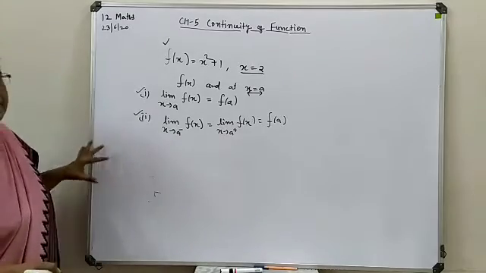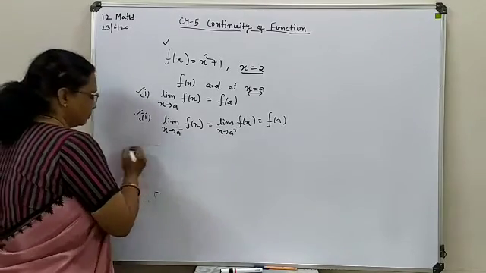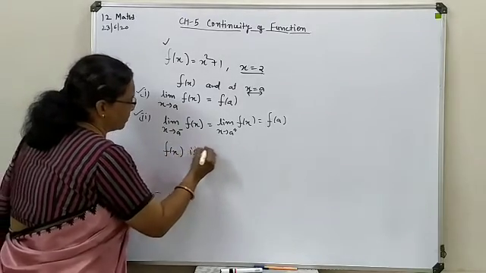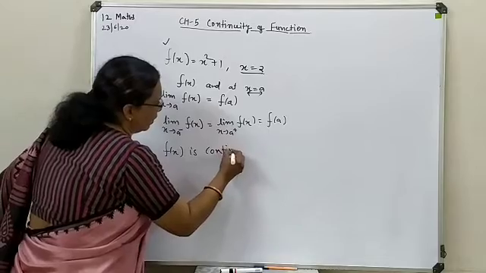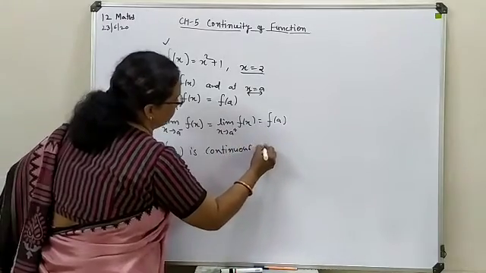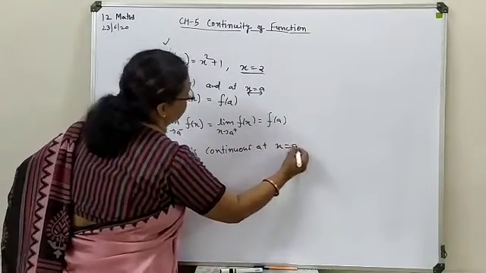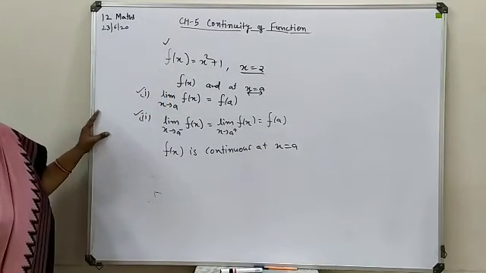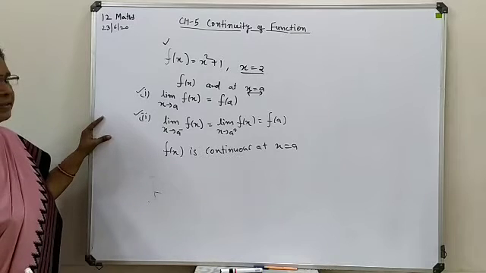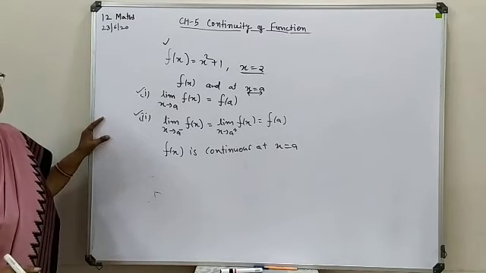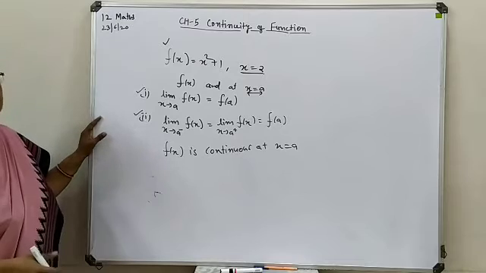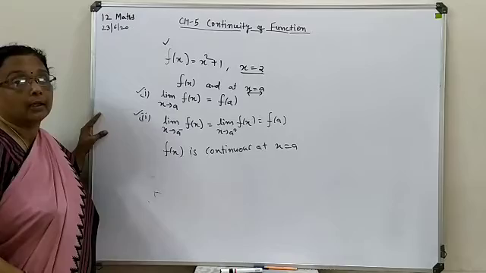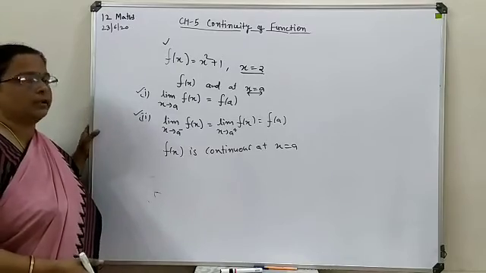So if this condition is satisfied, you can say that the conclusion is your given function is continuous at a given point. Okay, so this is the method you will implement for checking the continuity of a function. Now we will look at some questions, or before that, we will look at some of the functions which are standard and which are continuous.